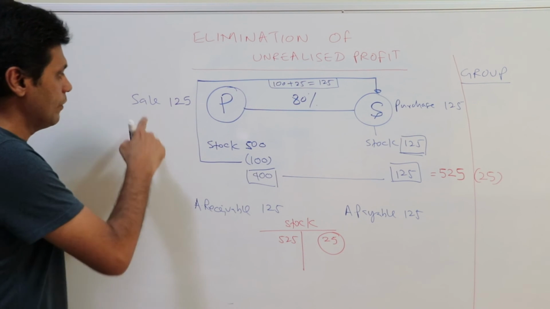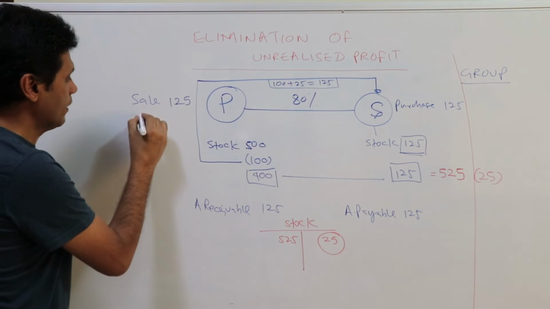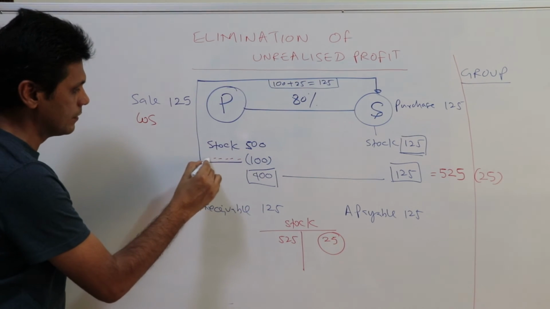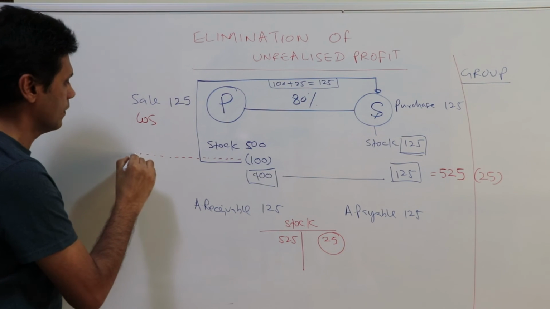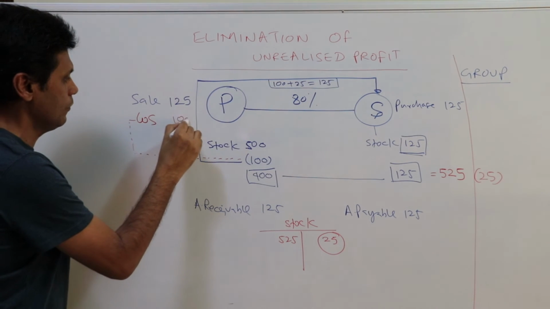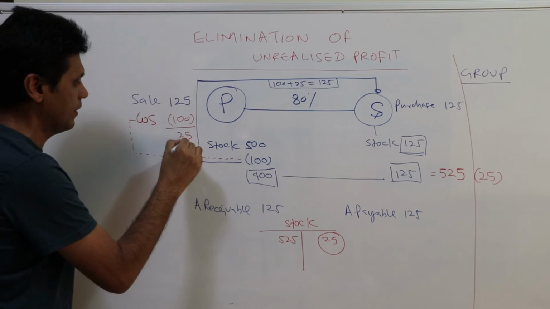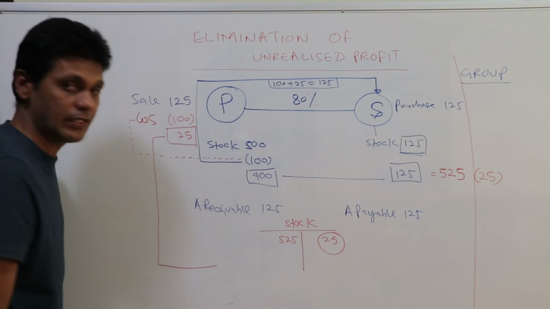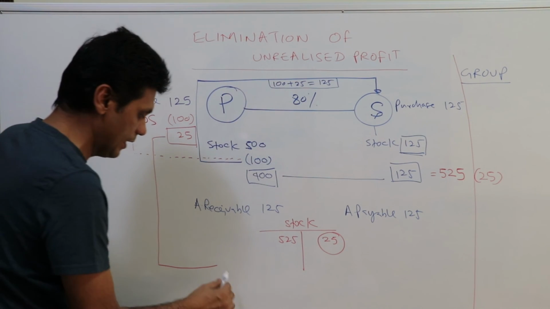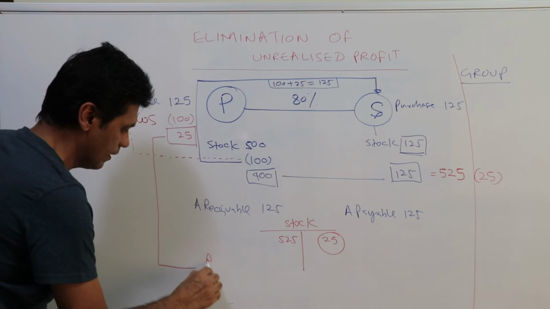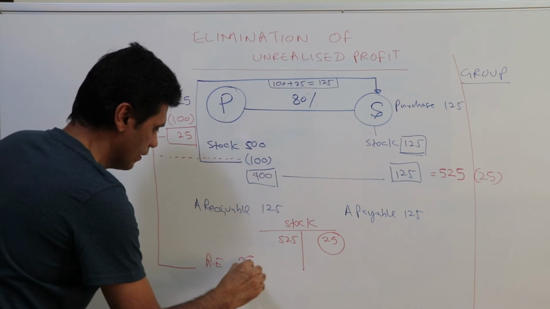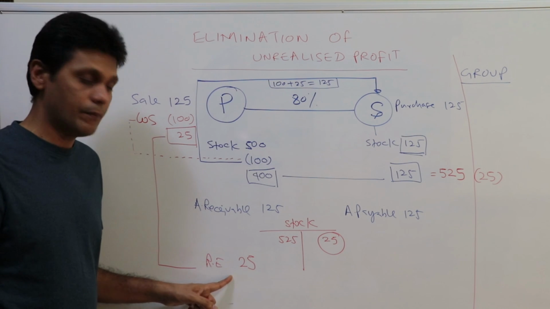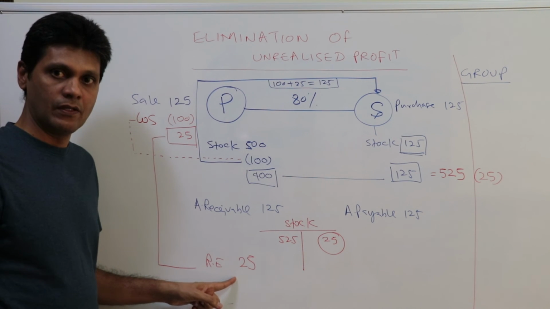For example, when you take the sale of 125, what is their cost of sales? The cost of sales will be 100. So this is their cost of sales, and when you remove 100, this will be their profit. This profit will be taken in the equity under retained earnings, $25. So this will be in the parent company's retained earnings.